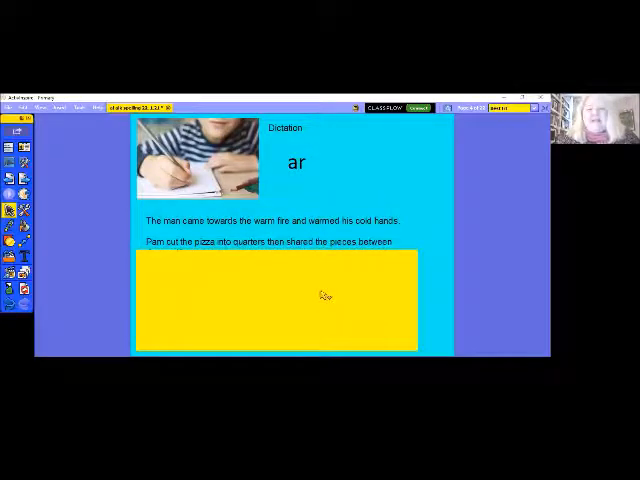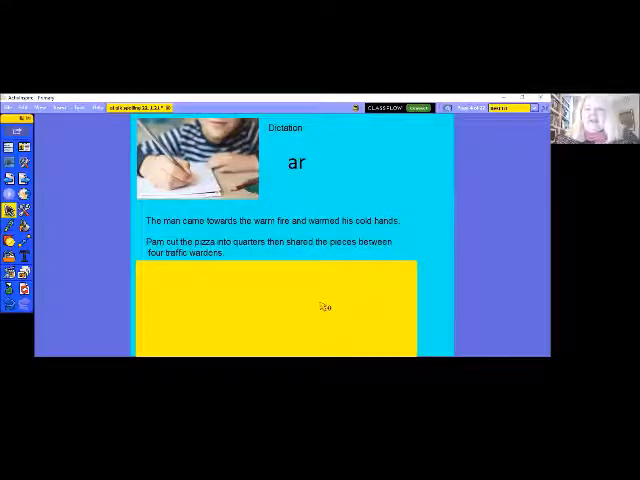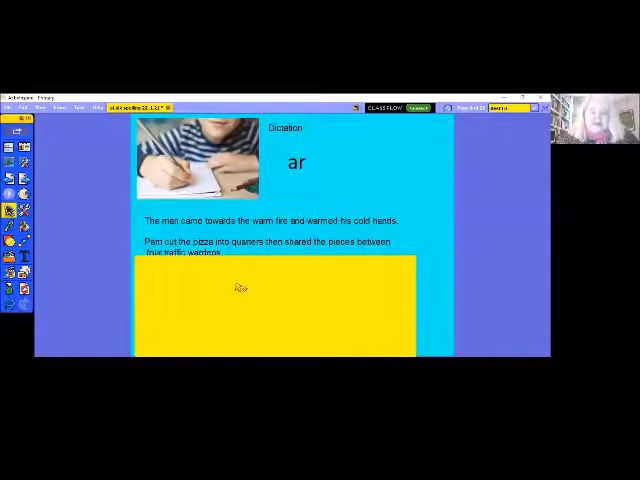Pam, yes, Pam is a name. Pam cut the pizza into quarters. Quarters would mean there were 4 pieces. Then shared the pieces between 4 traffic wardens. Each traffic warden got a quarter there. Have a look. That was probably the word that may have caused you some problems. Sorry, pieces. 4 traffic wardens. And have you noticed there in the sentence, when we write the number 4, we write it as a word. So it's written like that. And yes, you're right. I've put my full stop at the end. So let's try the next one.